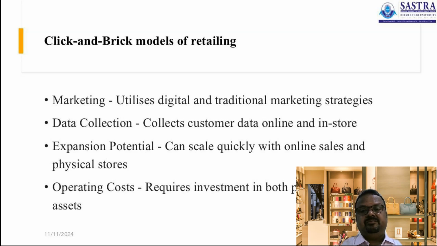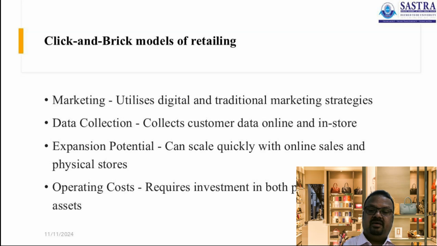Then data collection, you can collect customer data online as well as in store, but this data must be used in a more productive way so that the retailers can identify certain potential buyers in the entire group who can make purchases frequently and in the near future also. That will help you to run promotional campaigns for them specifically.